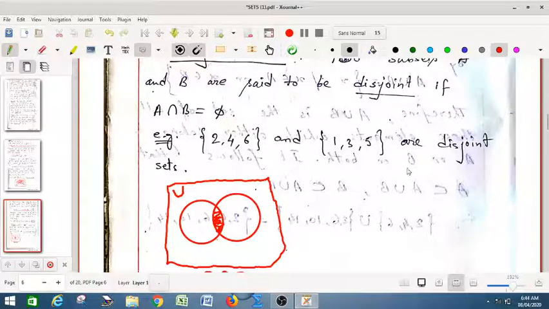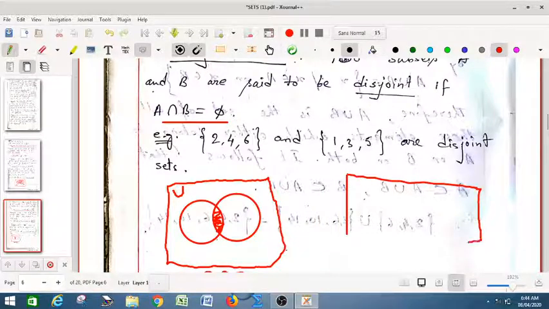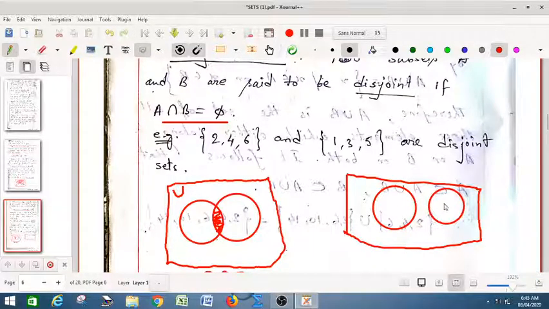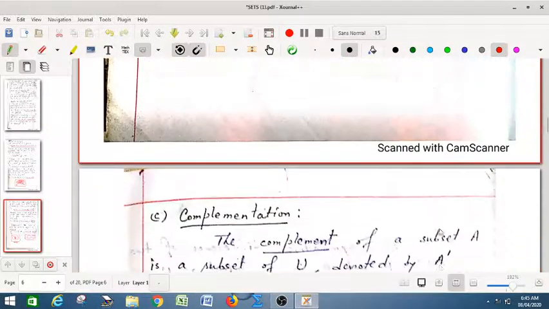Disjoint means A intersection B is equal to phi, that is, there is no common region. So let us have a diagram of disjoint sets. This is again a Venn diagram, A set, B set. Look at that, there is no common intersection. So in this case we say A intersection B is phi. A and B are disjoint or mutually exclusive sets.